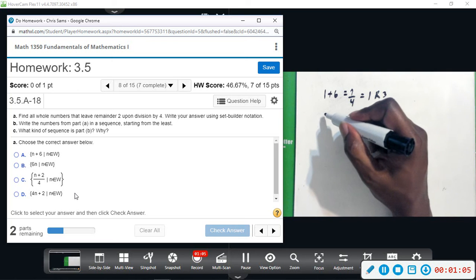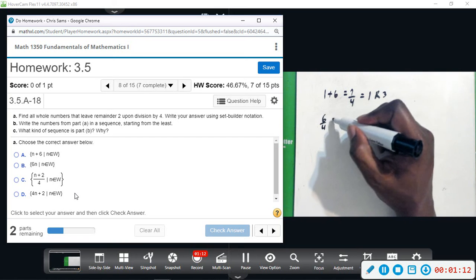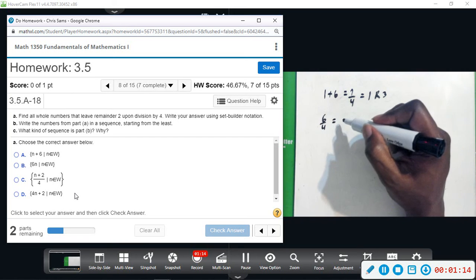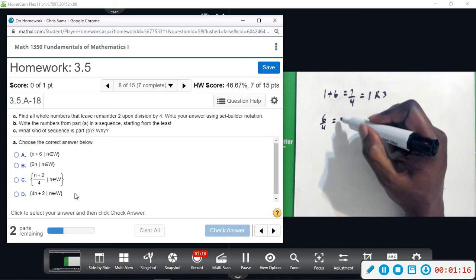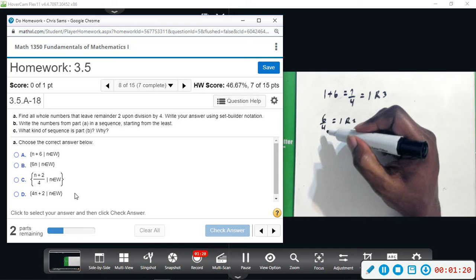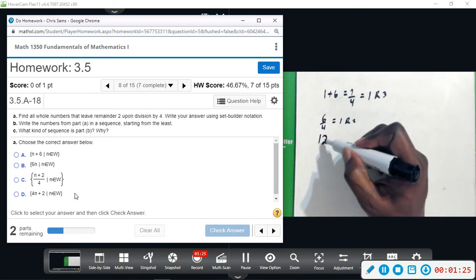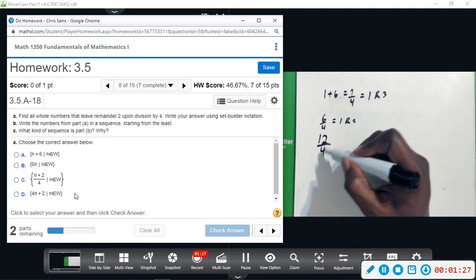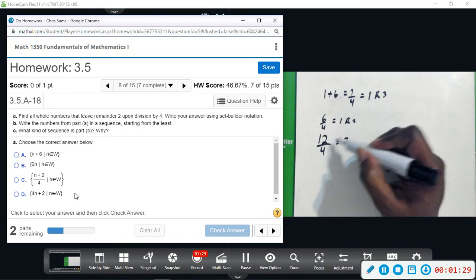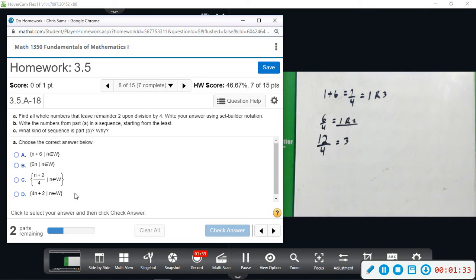B, if we have 6 times 1, that would give us 6. We divide this by 4. We get 1 with the remainder of 2. That works out. Let's try another one just to be sure. So if we did 6 times 2, that would give us 12. Divide this by 4, and that would give us 3. No remainder of 2. So every time we need a remainder of 2. So A and B will not work.